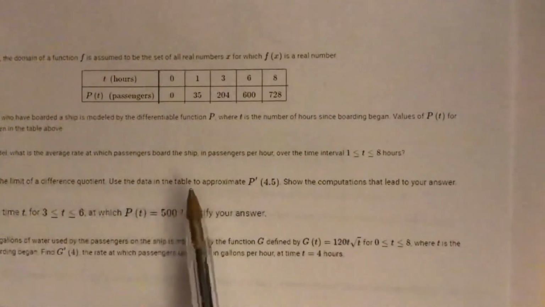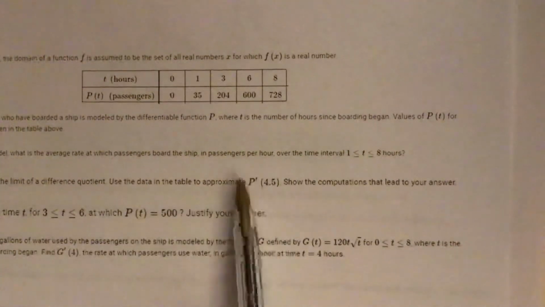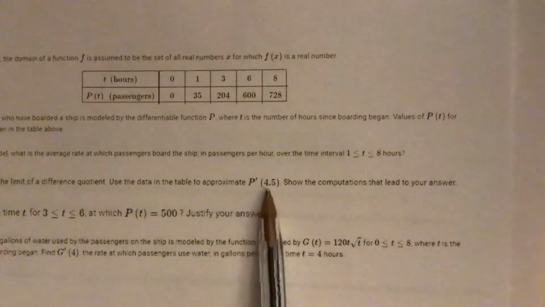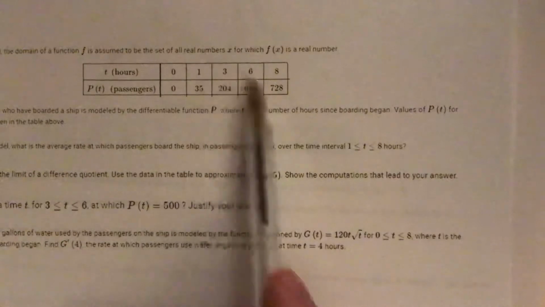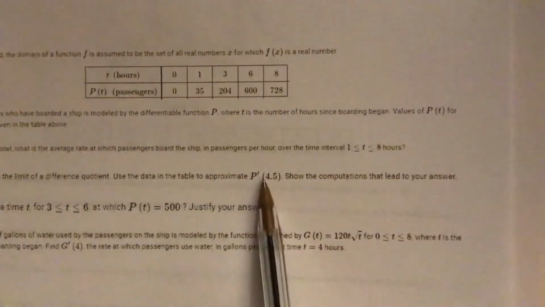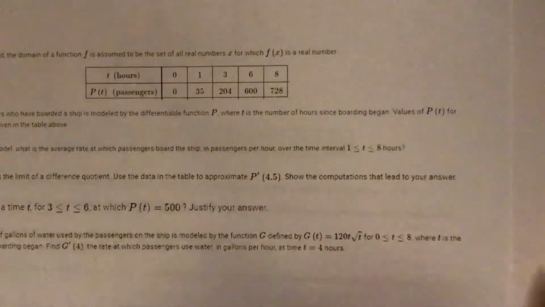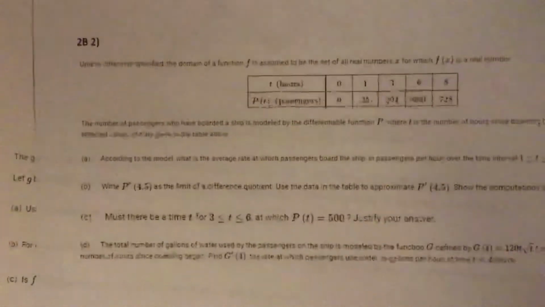Then they want to approximate what the derivative is. So once again, we can use average rate of change. 4.5 is on this interval. The slope of this interval is going to be the best guess for what the derivative at 4.5 is going to be.